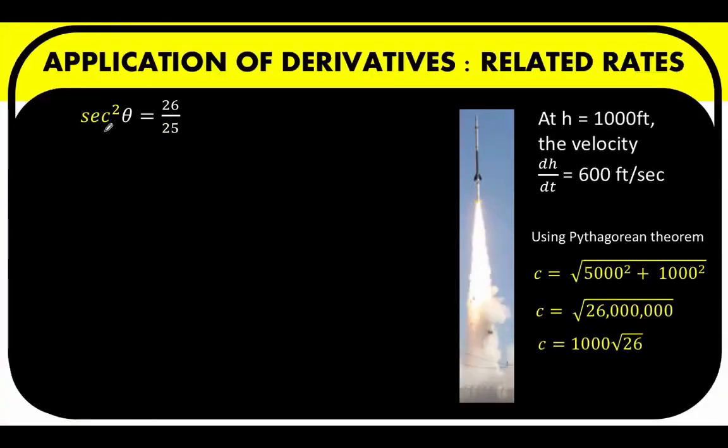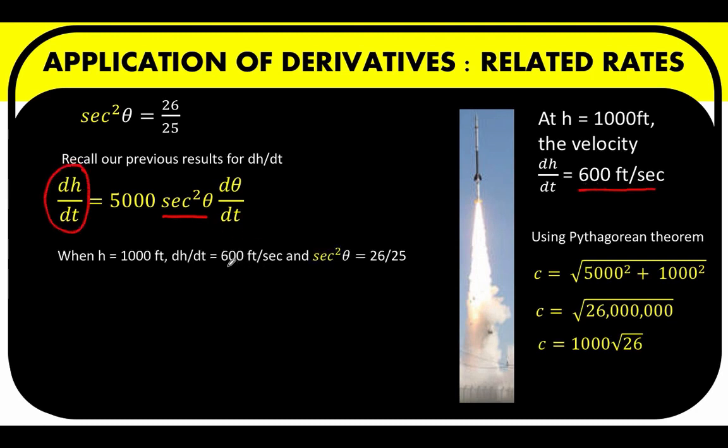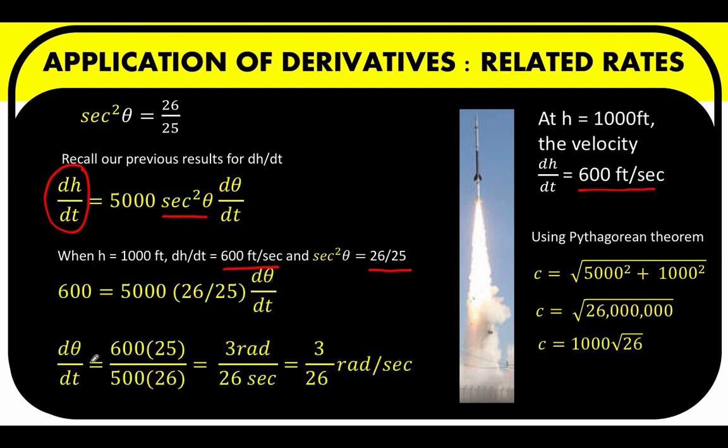So using now this value for secant squared theta, when dh over dt, or the velocity, equals 600 feet per second, we can replace this dh over dt by 600 feet per second. We can replace this secant squared theta by 26 over 25, and so we arrive at this result. Now solving for d theta over dt, we arrive at a value of 3 over 26 radian per second.